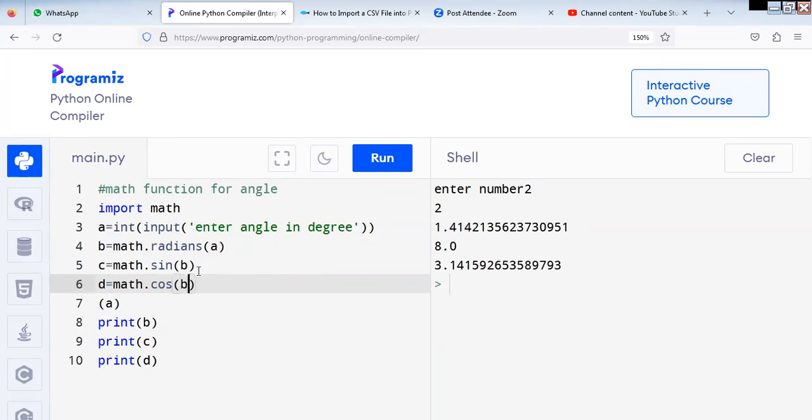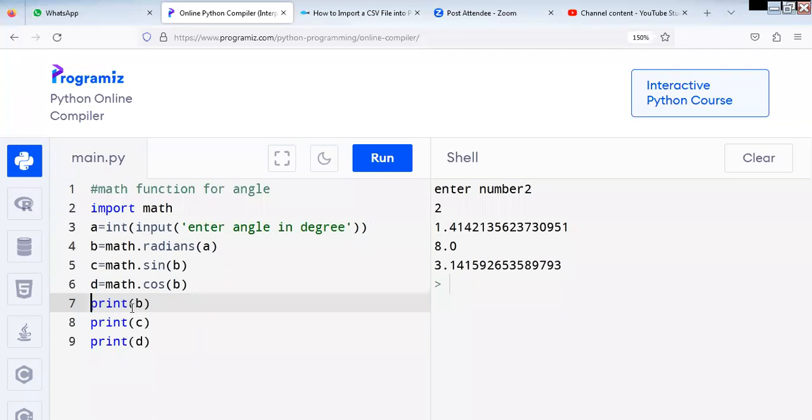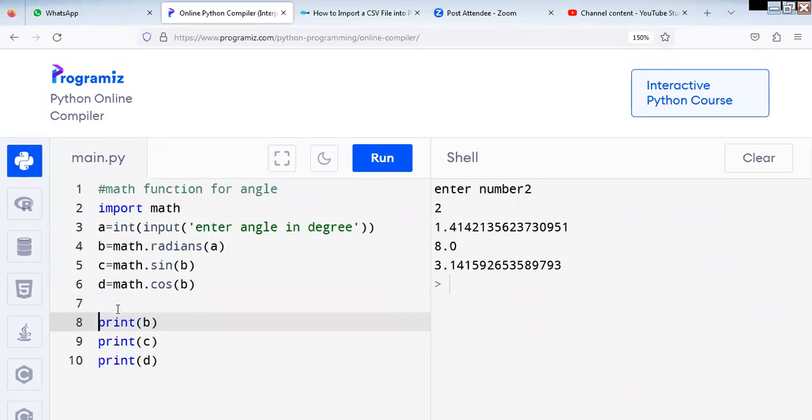We'll take the angle in radians. Now we'll print B, C, D as well as you can print A.